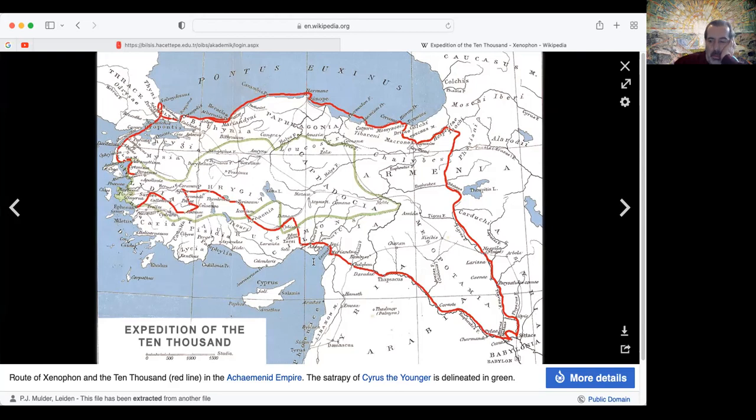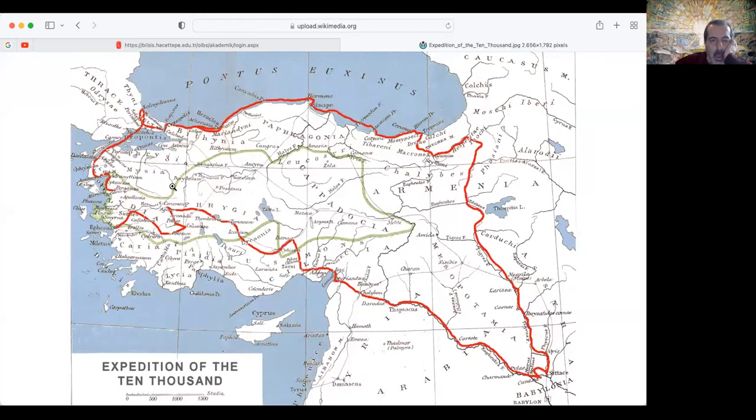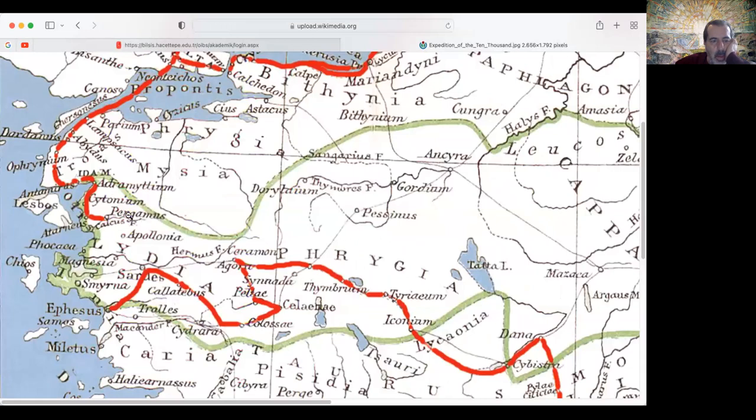This is really an interesting book, the latter book, The Return of the 10,000. It starts from here, Pergamon, and it goes all the way. No, I'm sorry, that was wrong. It started in Ephesus, in Anatolia, of course.